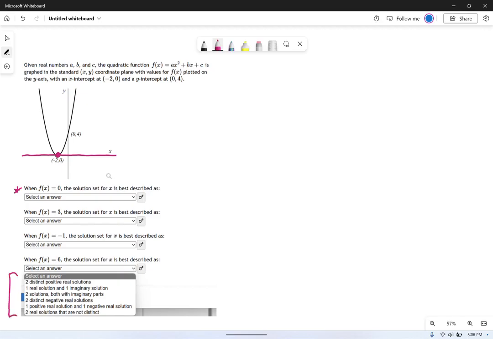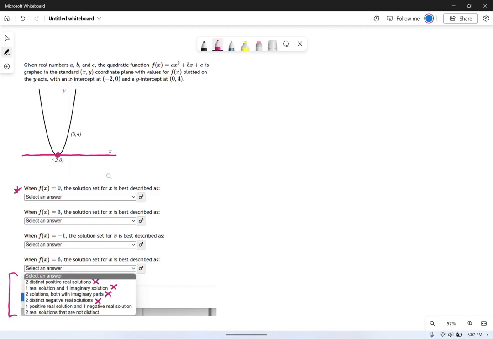Is it 2 distinct positive real solutions? Well, no, it's obviously negative. So it's not that one. Is it 1 real solution and 1 imaginary? No. 2 solutions, both with imaginary parts? No, there's no imaginary stuff on this graph. 2 distinct negative real solutions. That's tempting. But if you look at the graph, I have a point right there, not 2 distinct points. Distinct means separate from each other. So barely fails that one.